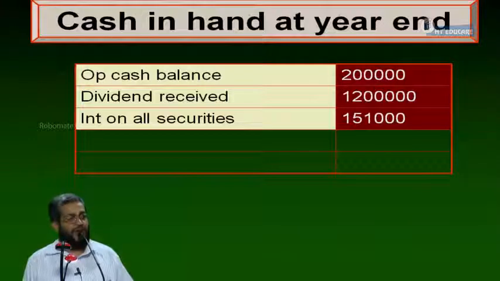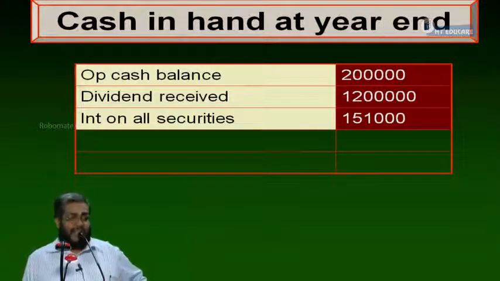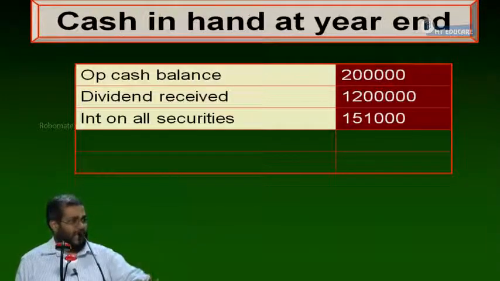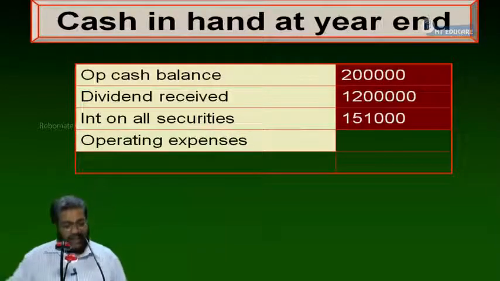1,51,000. Respond, yes or no? No. All this money is available as cash or no? From this I made what? Expenses. The fund to operate will be having administration expenses, marketing, etc. Is it or not? Yes. Minus operating expenses.